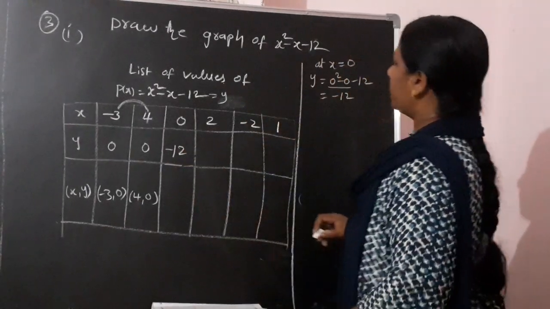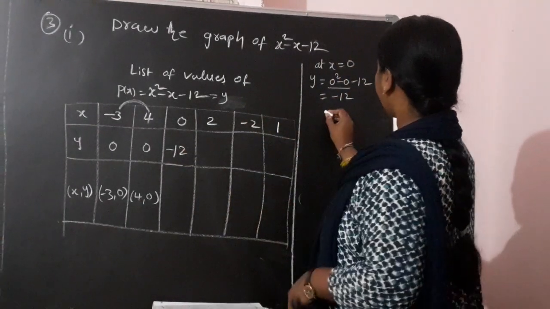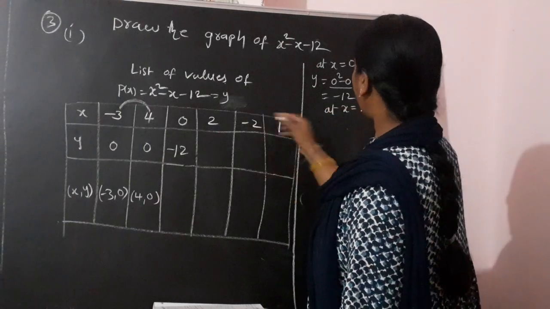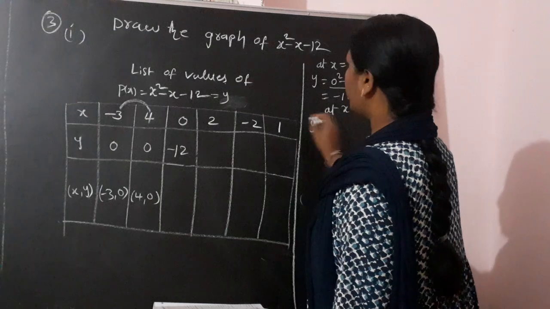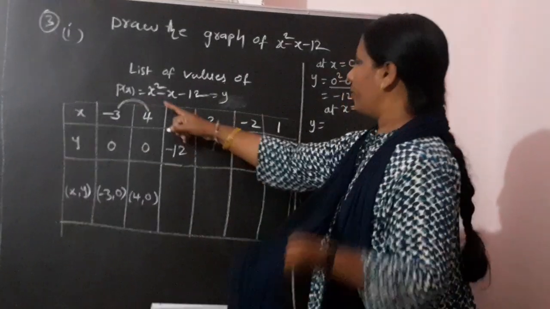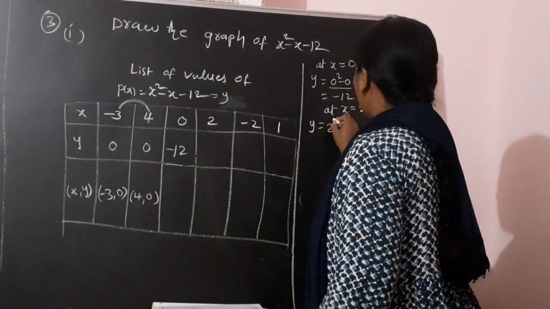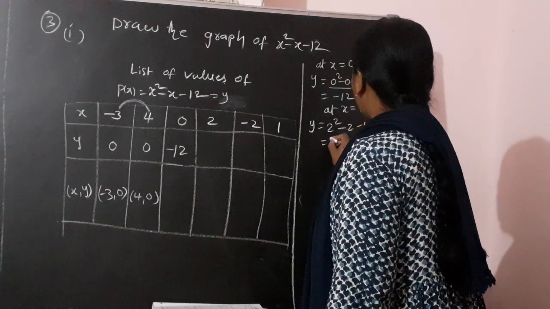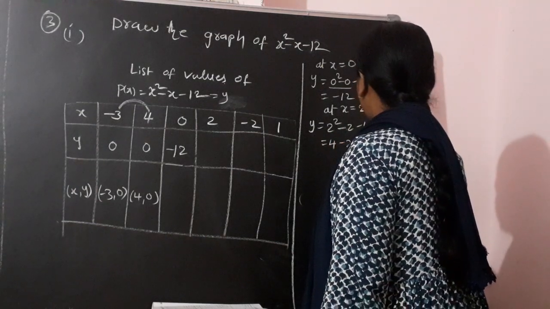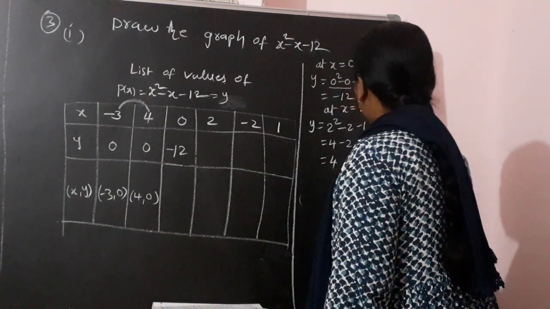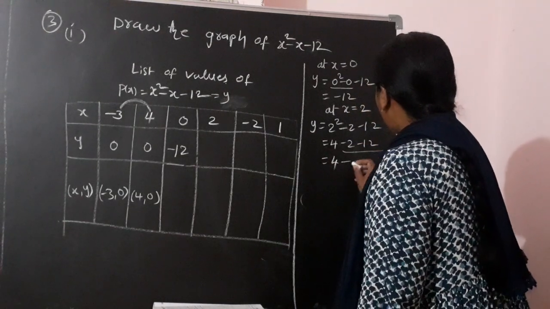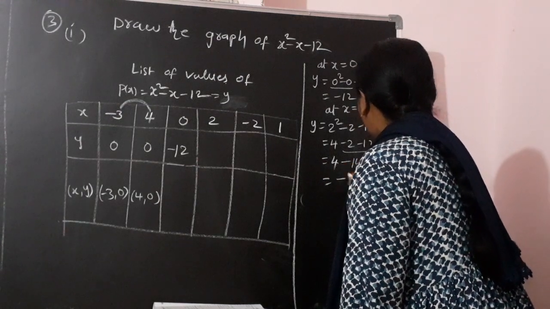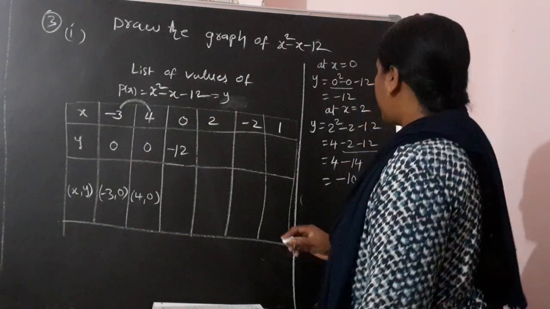Next, when x equals 2, what is the y value? y equals 2 square minus 2 minus 12. So 2 square is 4, minus 2 minus 12. Both are minus, so keep minus: 2 and 12 make 14. So 4 minus 14, the bigger is 14, so 14 minus 4 is 10, so this is minus 10.